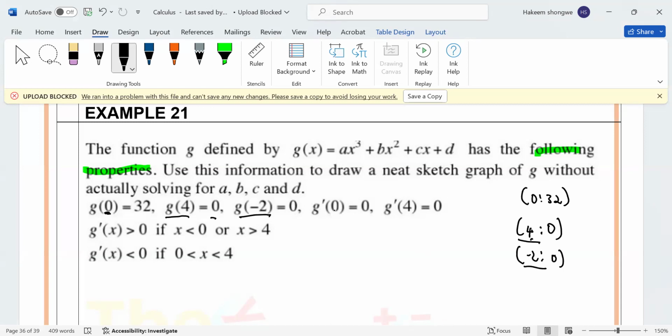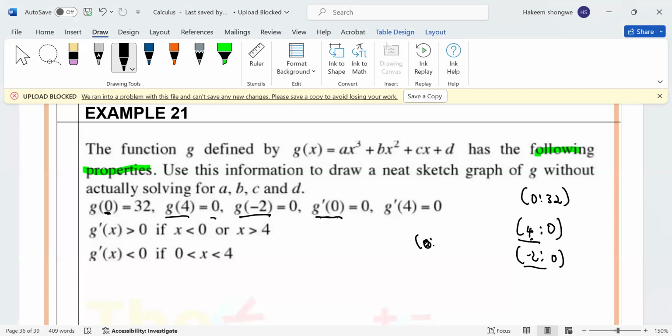Now they went on to say we have g prime of 0. G prime of 0 is 0. So in other words, when x is equal to 0, our gradient is 0. It means we are at the turning point. That's what they're trying to tell you here.